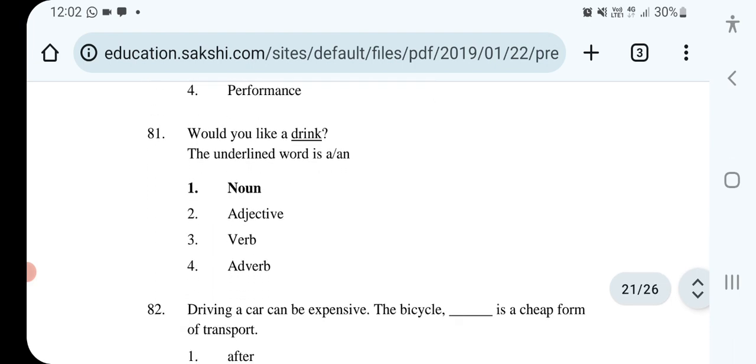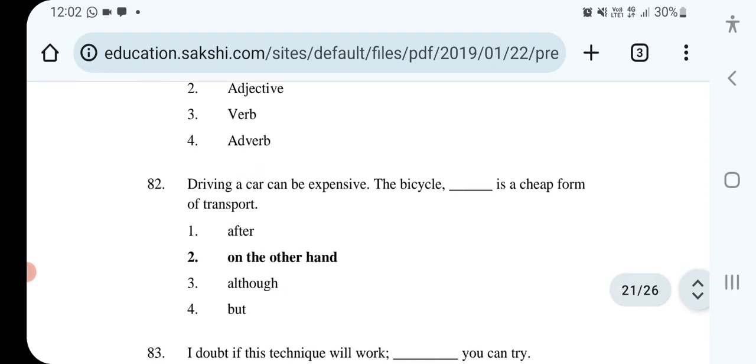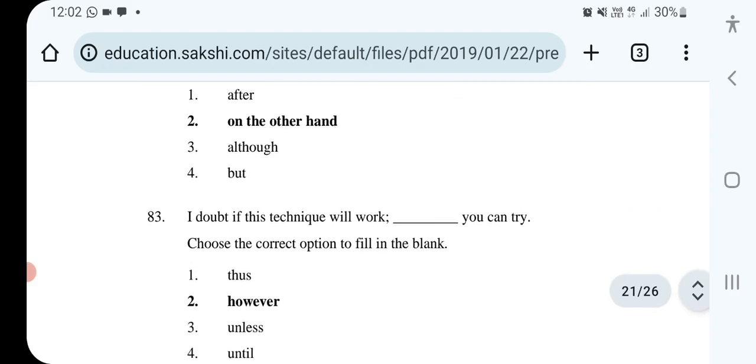Would you like a drink? The underlined word is a noun. Driving a car can be expensive. The bicycle, on the other hand, is a cheap form of transport.